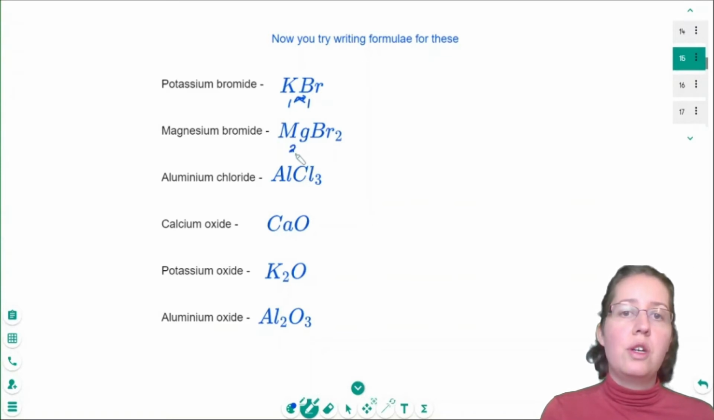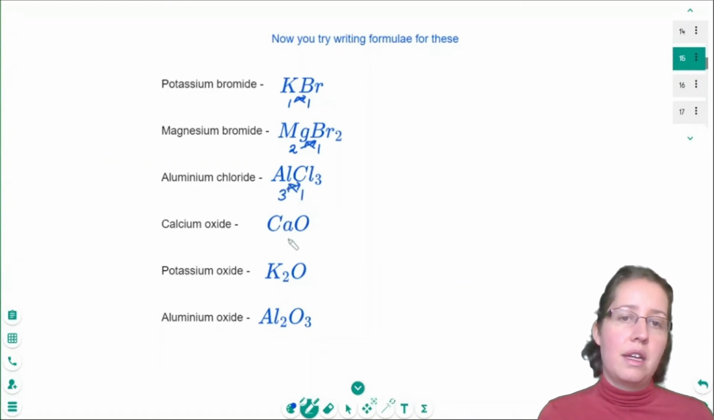Magnesium group 2, valency 2. Bromine group 7, valency 1. Cross them over and you get MgBr2. Aluminium group 3, valency 3. Chlorine group 7, valency 1. Cross them over and you get AlCl3.